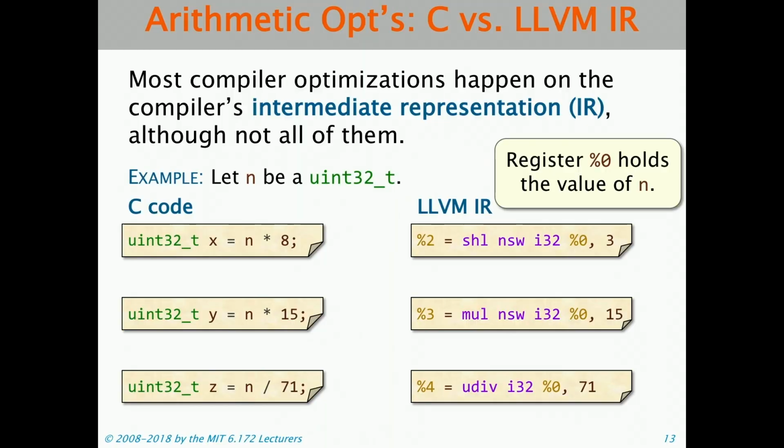So for example, if we have these 3 snippets of C code on the left, and we look at what your LLVM compiler generates in terms of the IR, we can see that there are some optimizations reflected, but not too many interesting ones. The multiply by 8 turns into a shift left operation by 3, because 8 is a power of 2. That's straightforward. Good, we can see that in the IR. The multiply by 15 still looks like a multiply by 15, no changes there. The divide by 71 looks like a divide by 71. Again, no changes there.